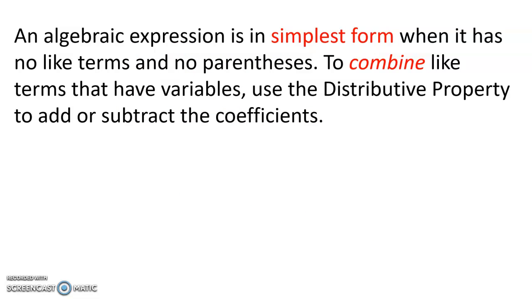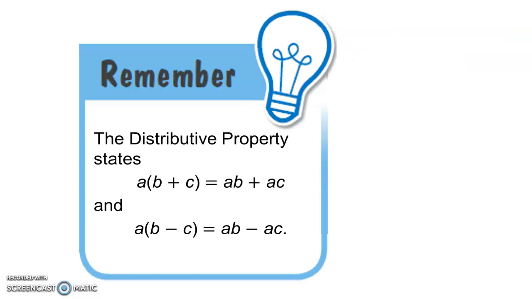An algebraic expression is in simplest form when it has no like terms and no parentheses. To combine like terms that have variables, use the distributive property to add or subtract the coefficients. So the distributive property, remember that's where you have something on the outside. You go A times B and A times C. This one, A times B, A times C. The minus is still there. So that's the distributive property.